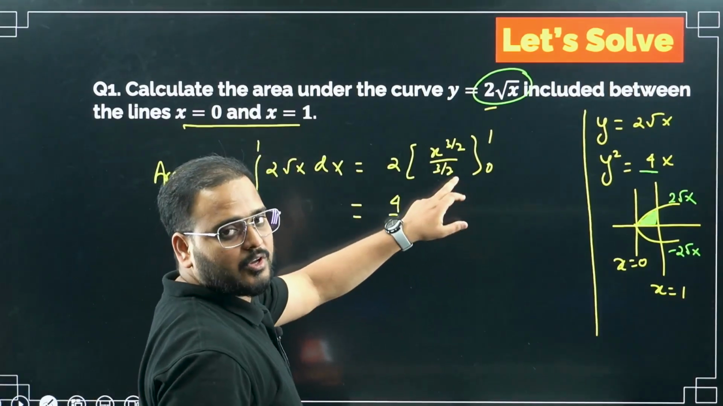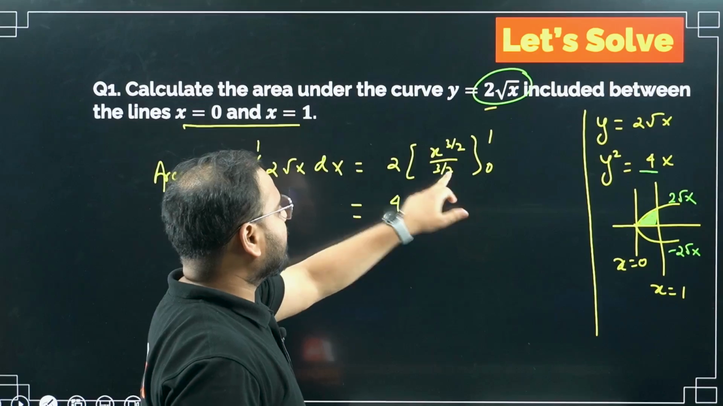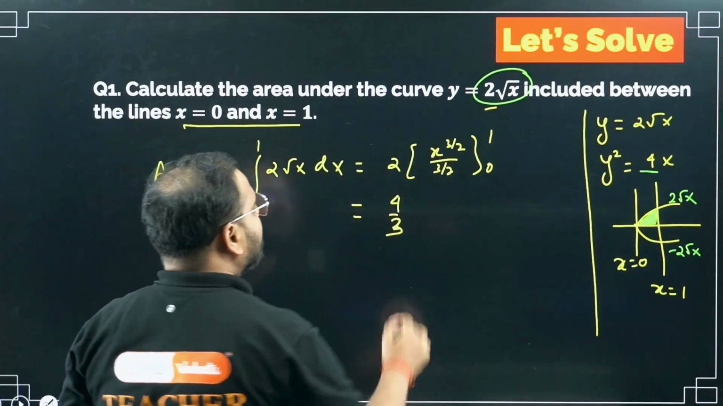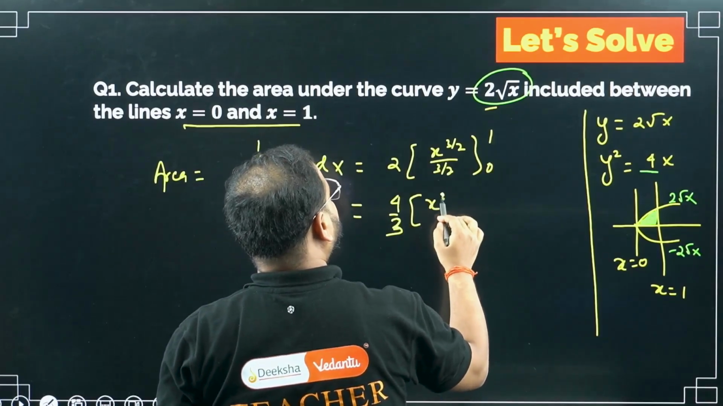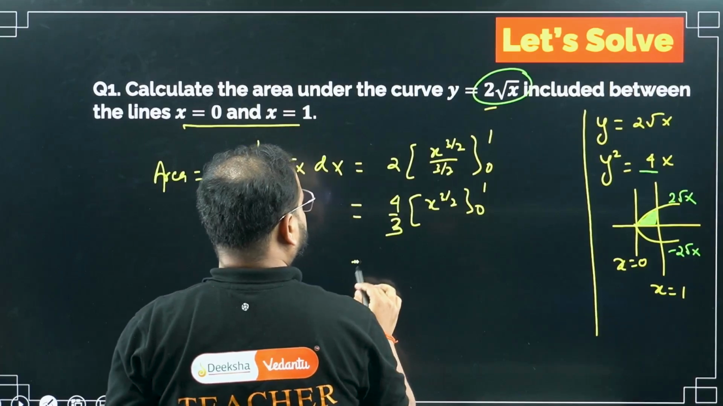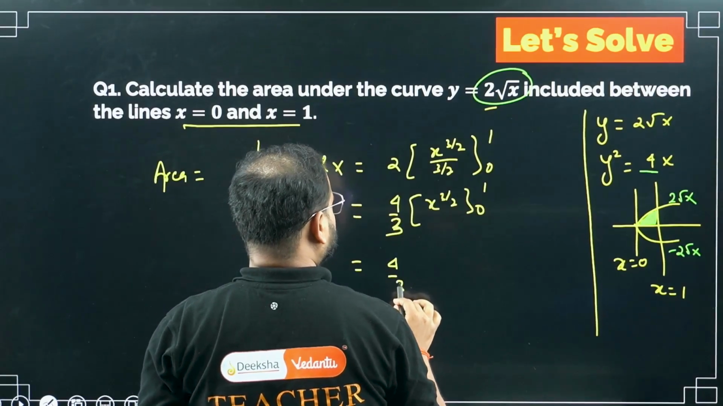3 by 2 is there, no? The constant I can take outside. 2 is in the denominator, it will go and become 2 in the numerator. 2 into 2 will become 4 by 3. What's the result that I have left after taking the constant outside? 0 to 1. Okay. What is my answer? 4 by 3. Please check.